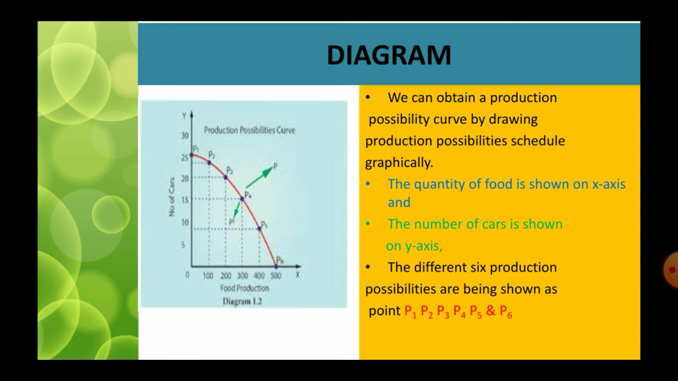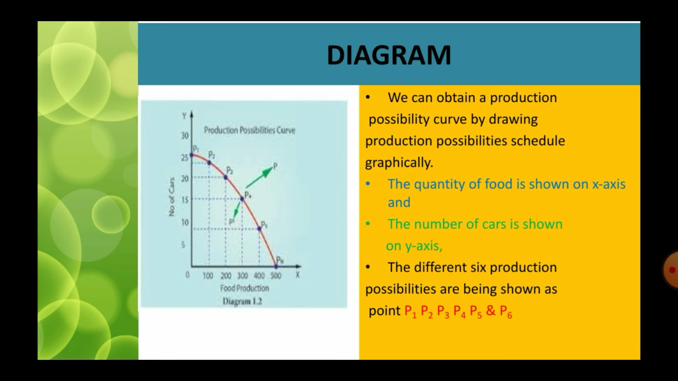Now, P7 is a point lying inside the curve, which means this situation is attainable by the society, but at this point the resources of production are not fully employed; they are underemployed. Whereas a point above the curve, that is point P outside the production possibility curve, is unattainable, as society's resources of production are not sufficient to give output beyond the curve.